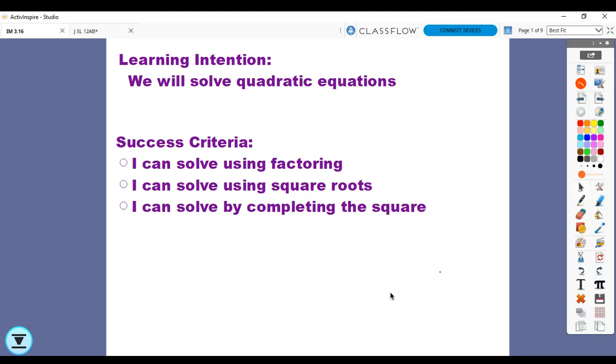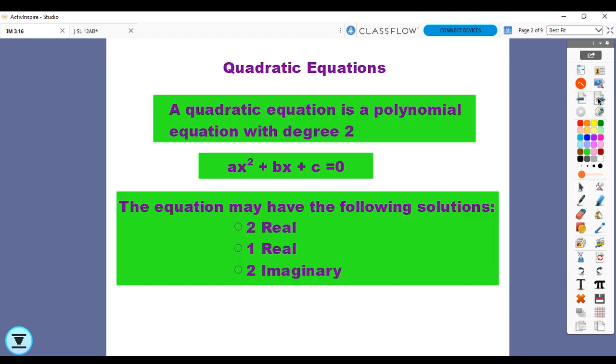So I would recommend having your notebook out and having Desmos 316 up and running as we go through this. Okay, so this is something I'd put in your notebook.